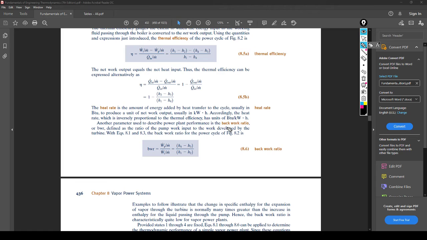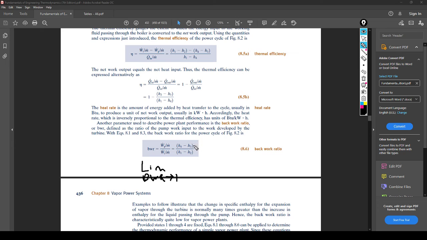But essentially, the back work ratio is a ratio of the work: how much work did we have to put into the cycle divided by how much work we created. So right here, it is the work of the pump divided by the work of the turbine. And this number should be extremely low, because if you do a limit here, as BWR approaches 1, that means that essentially you're not creating any power, right?